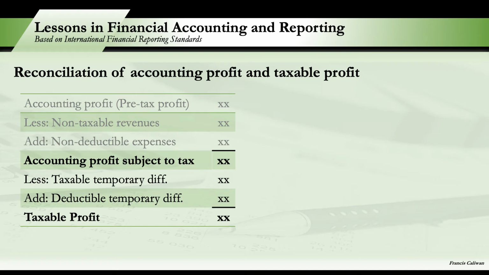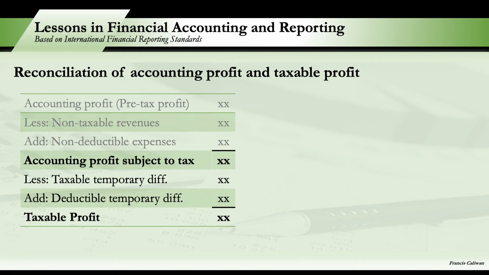So again, for our taxable temporary difference, since they will be taxable in the future, we subtract these amounts. And for deductible temporary difference, since they will be deductible only in the future, we add back these amounts. And again, we will arrive at our taxable profit. And kanina in our discussion, I mentioned that accounting profit subject to tax, if multiplied with our tax rate, we will arrive at our income tax payable.